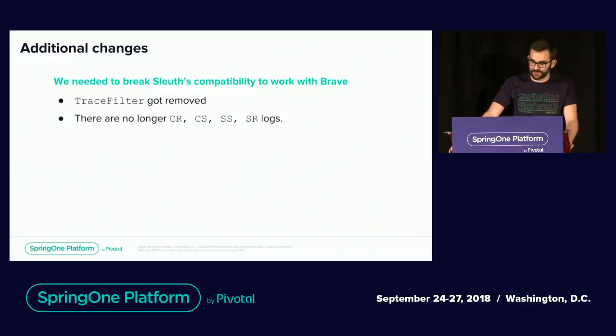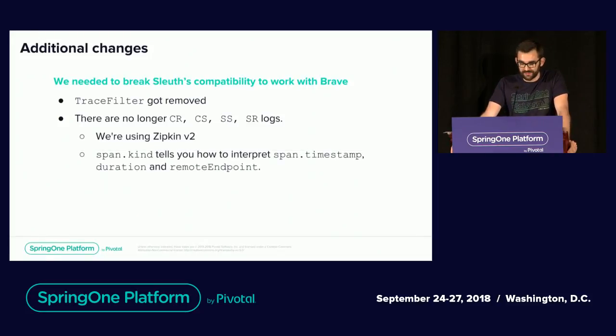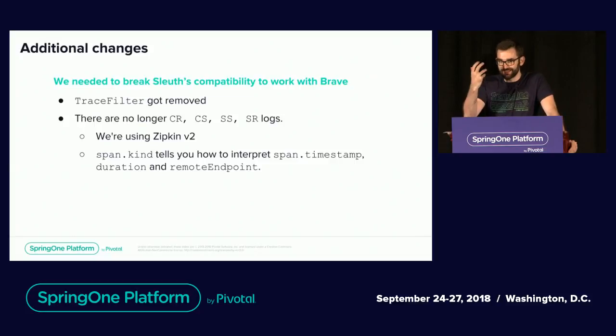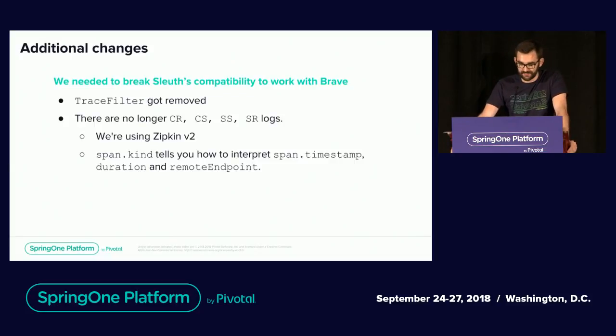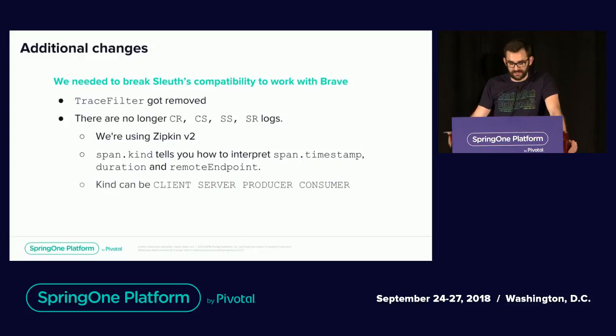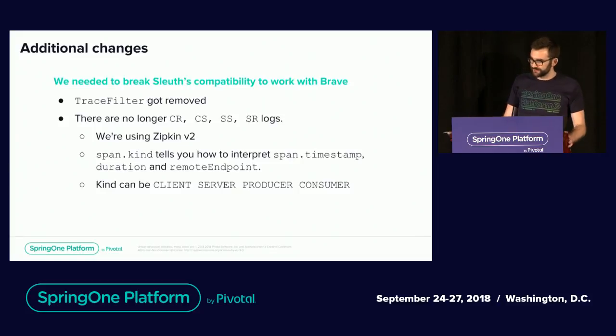This is interesting. The client receive, client send, server receive logs are no longer there, because you are using Zipkin v2. So it's the span kind. The kind object on the span, together with the information about timestamp, duration, and remote endpoint, tells you what kind of communication we're talking about. So we have client, server, producer, and consumer. Producer and consumer for the messaging piece.